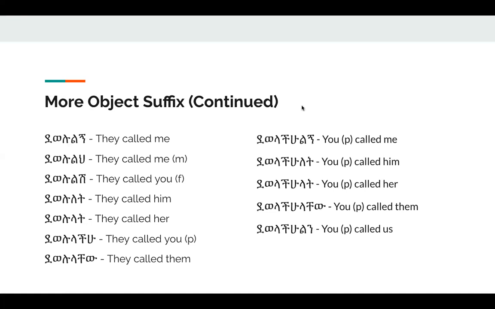So then for the final page here, this is for the plurals, being they or you guys. So dowalulin means they called me. Dowalule means they called you. They called you male. Dowululish means they called you female. Dowlulet means they called him. Dowlulat means they called her. Dowlulachuhu means they called you guys. Dowlulacho means they called them.